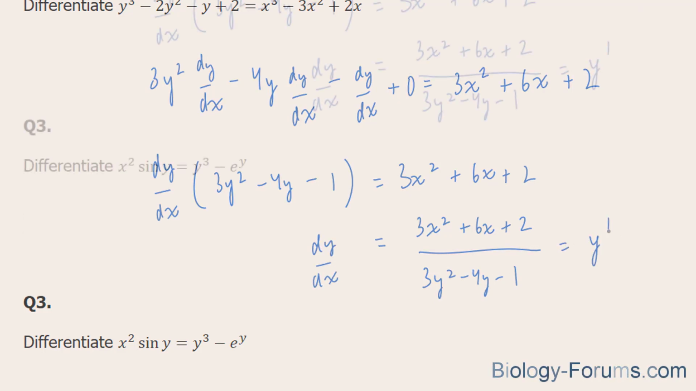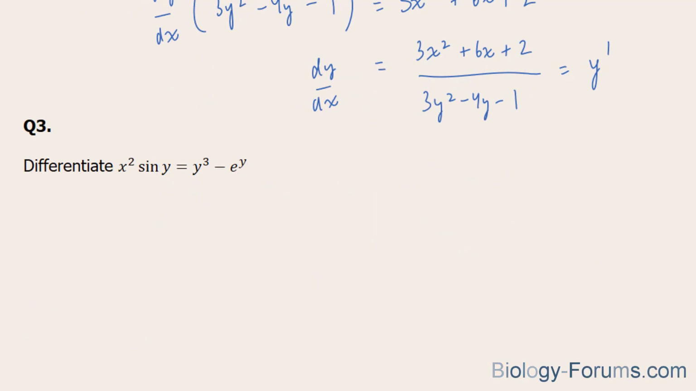as y prime. In our final example, question 3, we are asked to differentiate x squared sine y is equal to y to the power of 3 minus e to the power of y. This looks like a candidate for the product rule, so keep that in mind. We'll start with that. We'll differentiate x to the power of 2, which is 2x, and we're going to leave sine y the way it is, plus we're going to leave this part the way it is, and differentiate sine y, which is equal to cosine y.